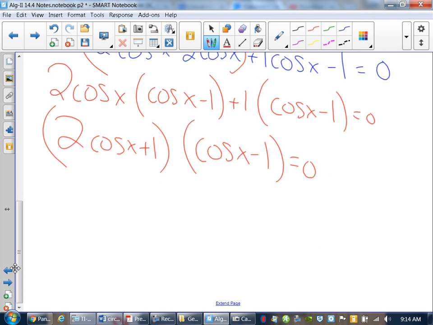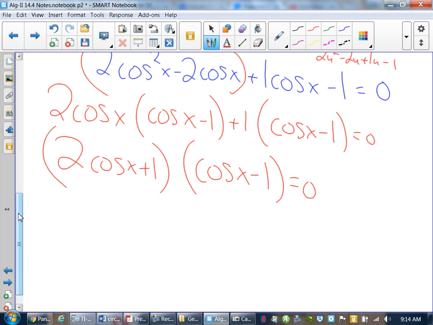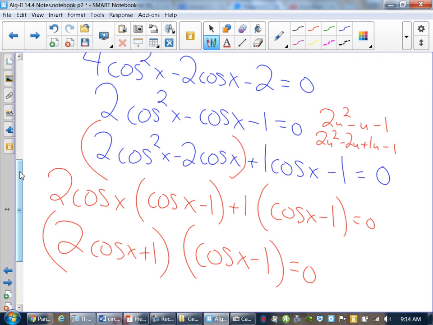I'm just moving up. I still don't have it. I just factored this. I have to factor that. What times what is -2 and adds together to get -1? -2 and a +1, and then I just factored by grouping.